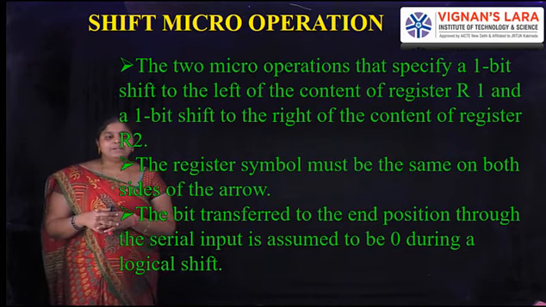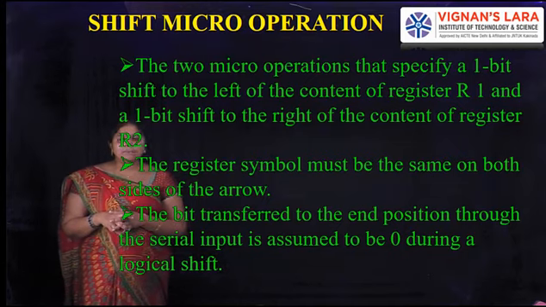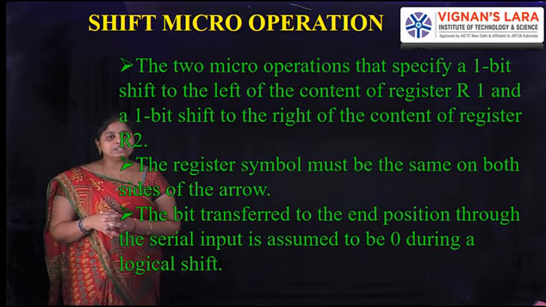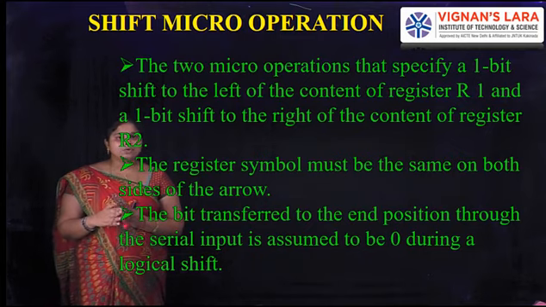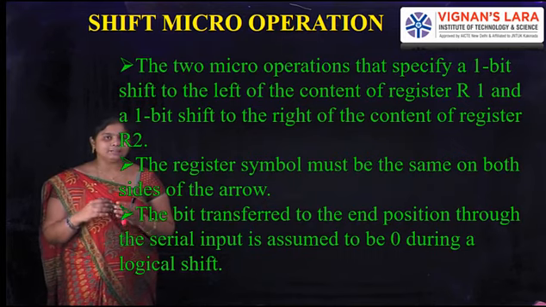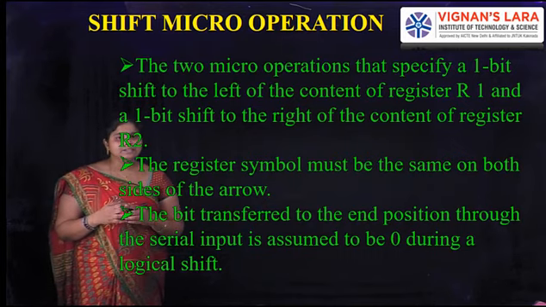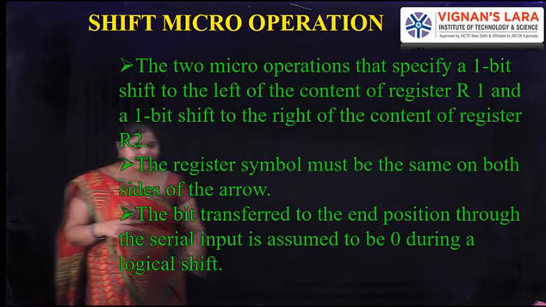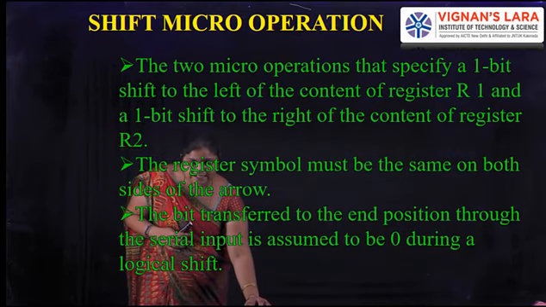The bit transferred at the end through the serial input is assumed to be 0 due to the logical shift. In logical shift, a 1-bit register transfer takes place, and we have to take 0 as the input. Next, the second one is circular or rotate shift. We have to move to the next slide.